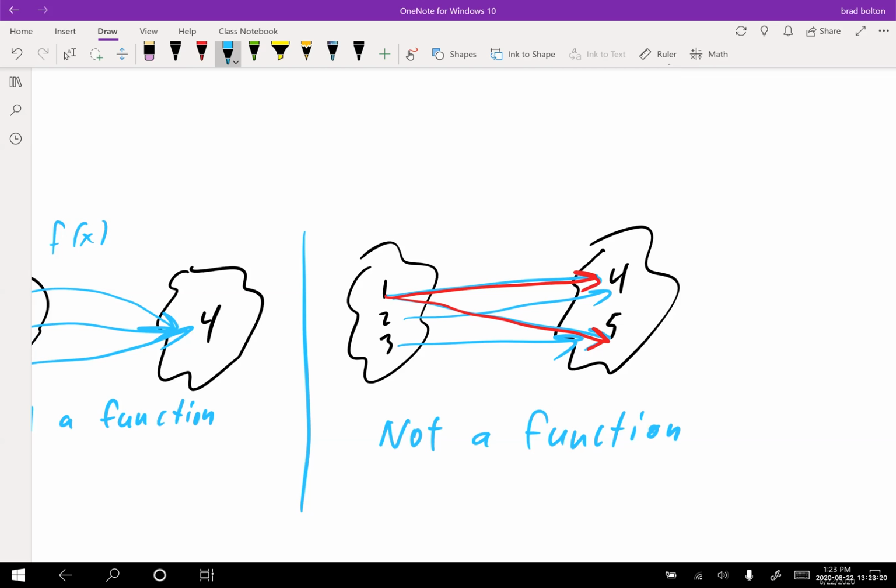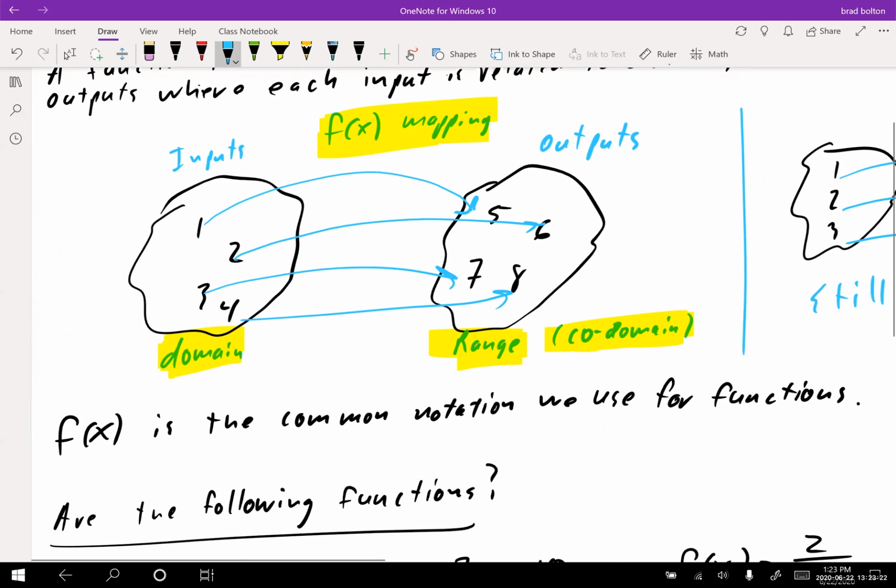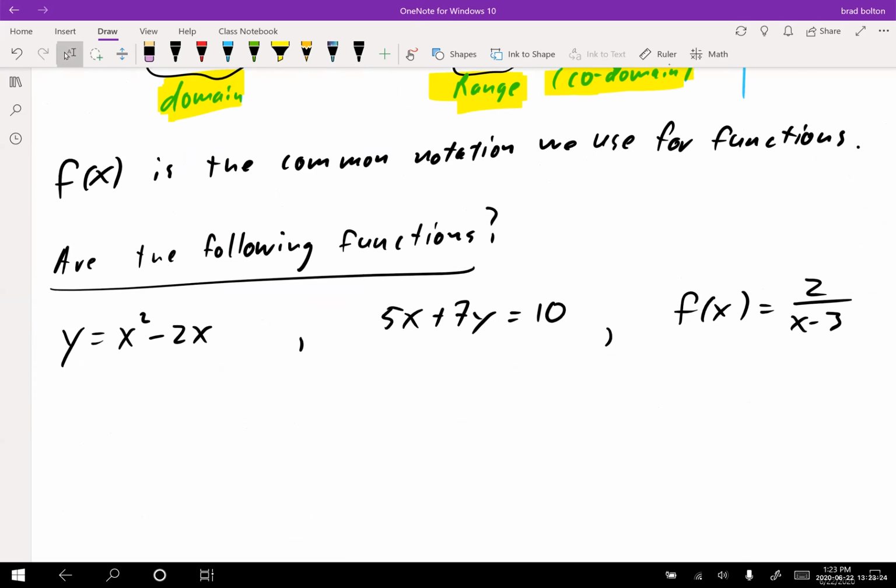And again, many of you already know this. This is something you've talked about with many of your math instructors before. F of x is the very common notation we use to write a function. It doesn't mean it has to be a function, but in general, that's how we talk about it. Whenever we're using f of x or h of x, normally we're referring to it as a function. And so are the following functions.